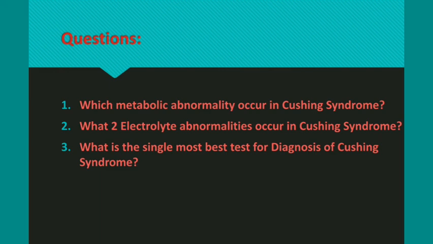Moving on to the last section of my lecture today. It includes questions. 1. Which metabolic abnormality occurs in Cushing syndrome? 2. What two electrolyte abnormalities occur in Cushing syndrome? 3. What is the single best initial test for diagnosis of Cushing syndrome?